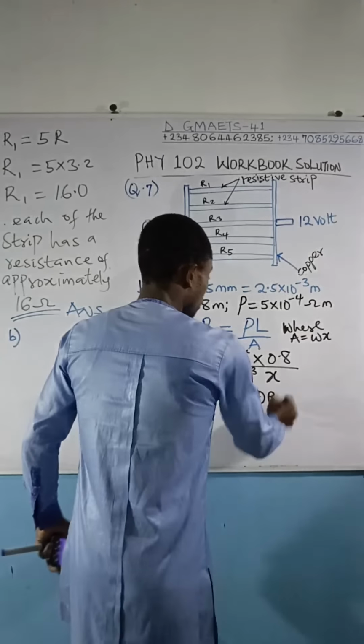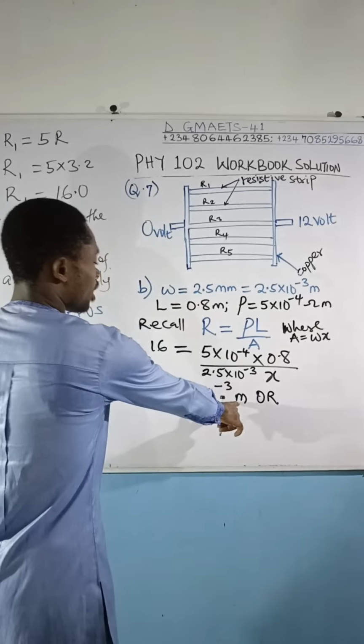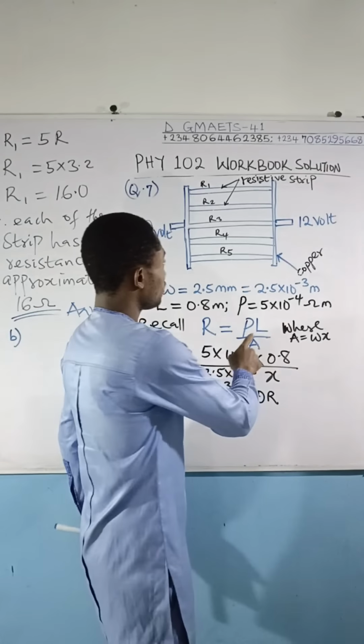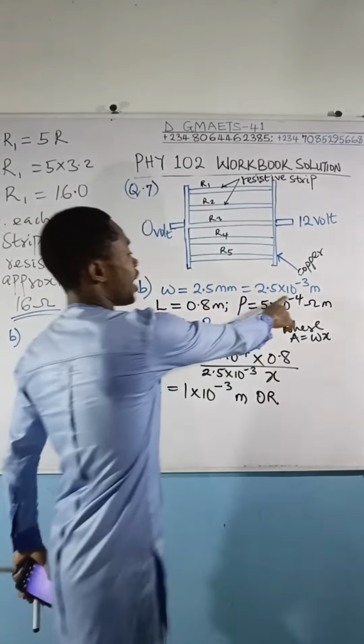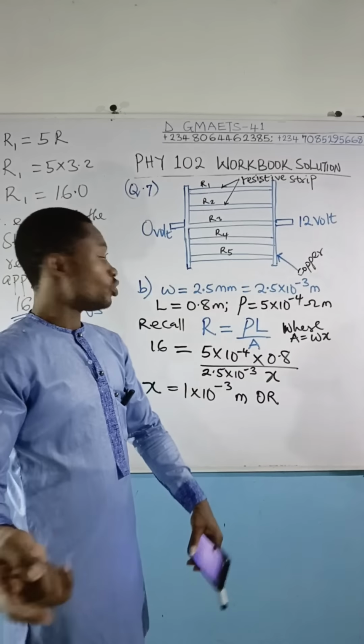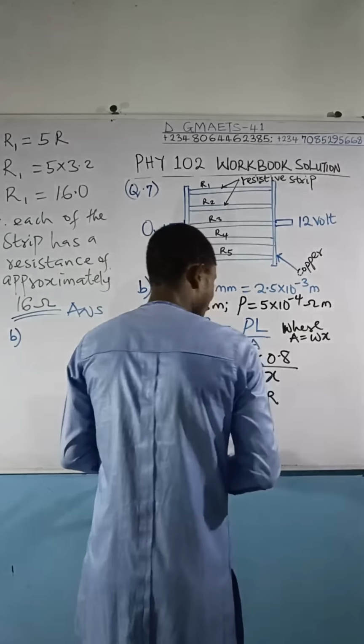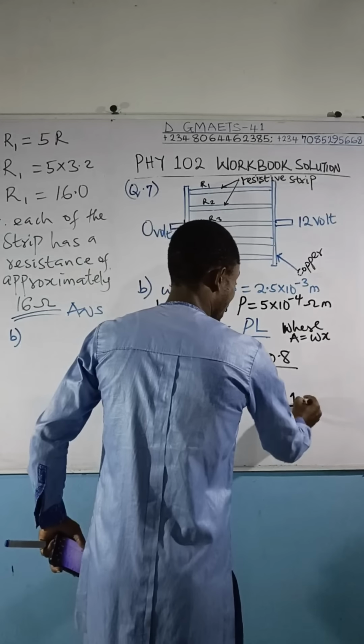Or convert to millimeter. To convert from millimeter to meter, you divide by 1,000. That is why I did this thing. Divide by 1,000, which is the same as multiplying by 10 raised to the power minus 3. So to convert from meter back to millimeter, you multiply this thing by 1000. And if you multiply by 1000, the 1000 will clear this 10 raised to the power minus 3. And that is going to give you 1 mm.